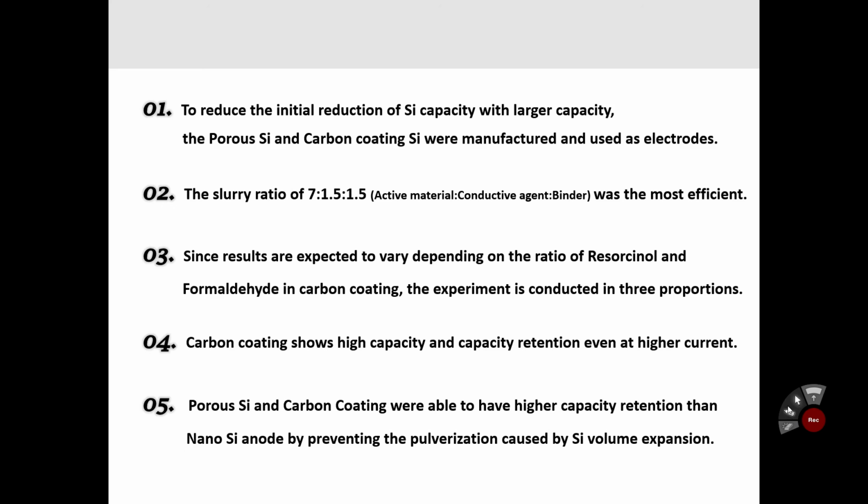Since results are expected to vary depending on the ratio of resorcinol and formaldehyde in the carbon coating, the experiment is conducted in three proportions. Carbon coating shows high capacity and capacity retention even at higher current. Porosilicon and carbon coating were able to have higher capacity retention than the nanosilicon anode by preventing the pulverization caused by silicon volume expansion. Thank you for your attention.